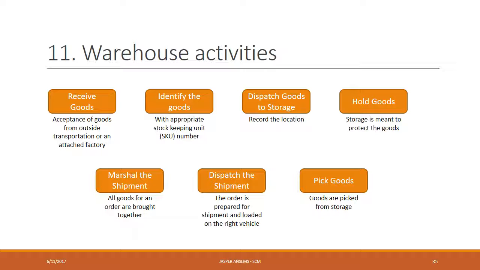So a warehouse has a couple of activities. They receive goods, and that's acceptance of goods from outside transportation or an attached factory. They identify the goods with appropriate stock keeping unit numbers, SKU. They dispatch goods to store it and record the location. They hold the goods. Storage is meant to protect the goods.